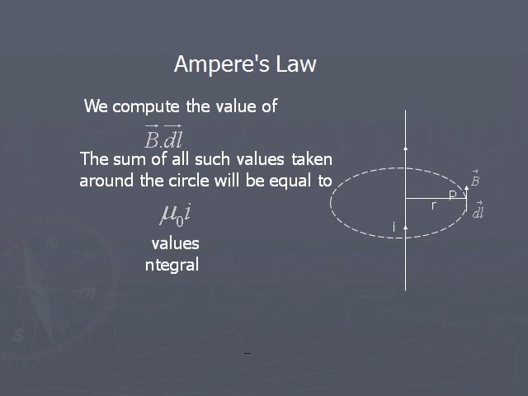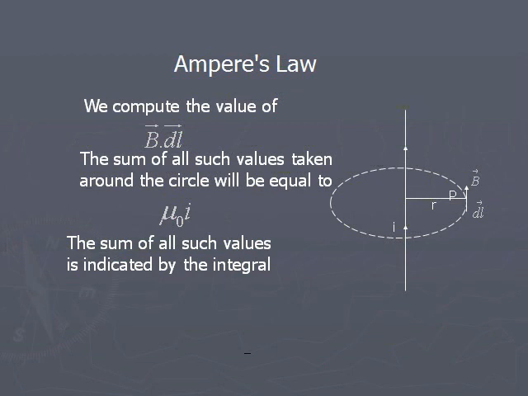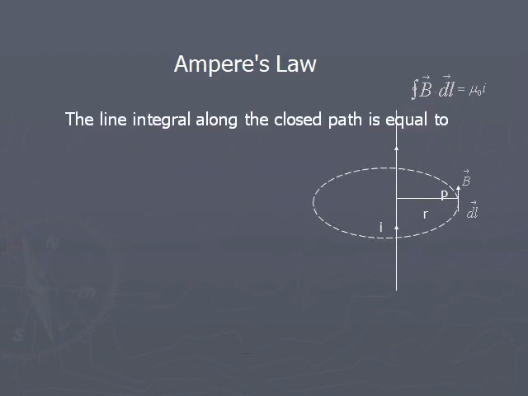That adding up of these B bar dot dl values is indicated by the closed line integral of B bar dot dl bar, which is equal to mu naught times the current I. It is stated as: the line integral of magnetic field induction around any closed path is numerically equal to mu naught times the current enclosed by the path.